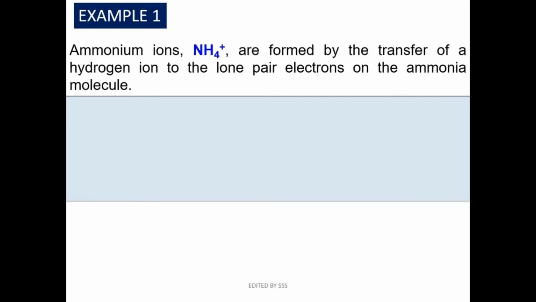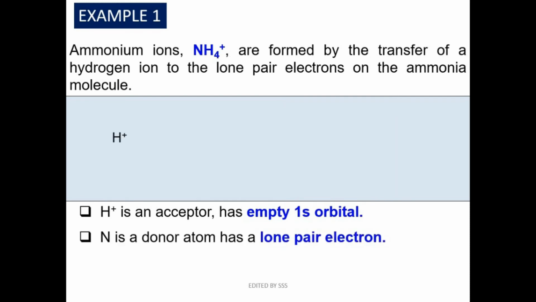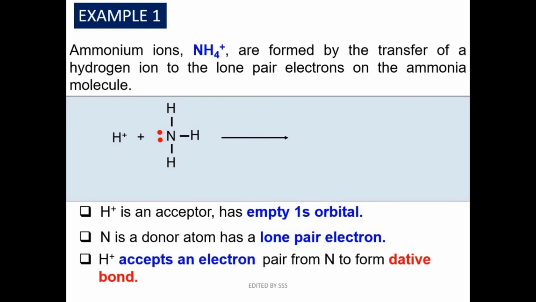Ammonium ions are formed by the transfer of a hydrogen ion to the lone pair electrons on the ammonia molecule. Hydrogen ion is an acceptor because it has empty 1s orbital. Nitrogen is a donor atom because it has a lone pair of electrons. Hydrogen ion accepts an electron pair from nitrogen to form dative bond.